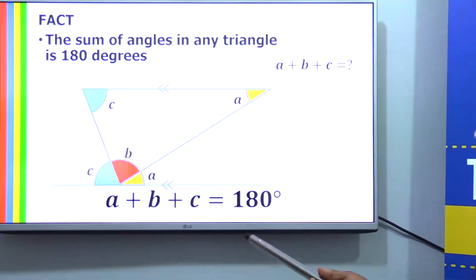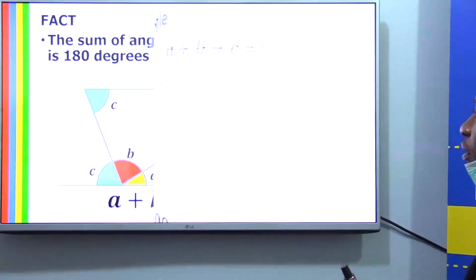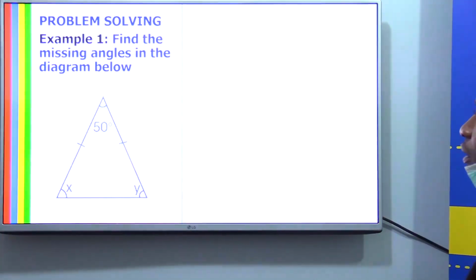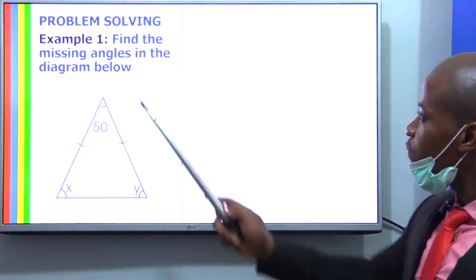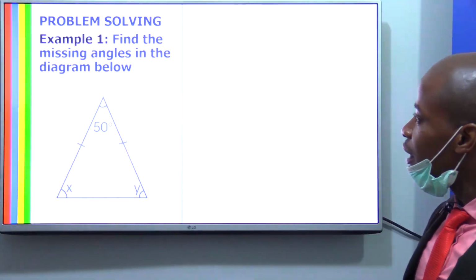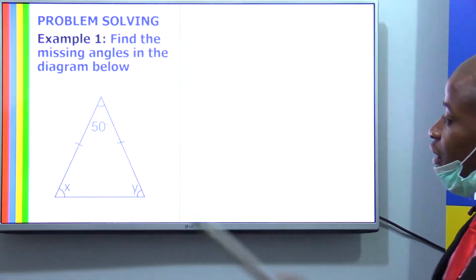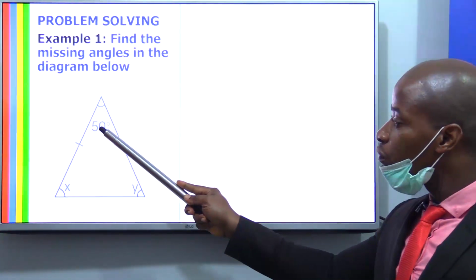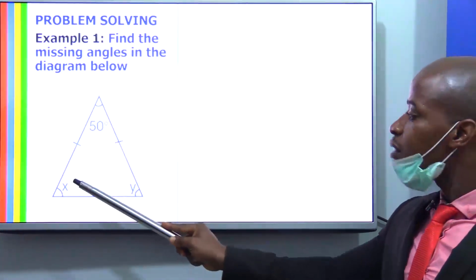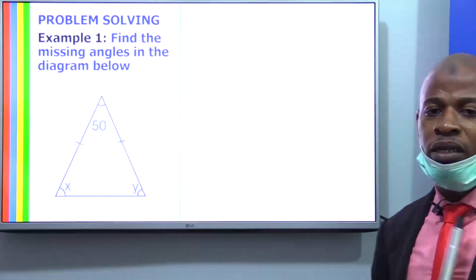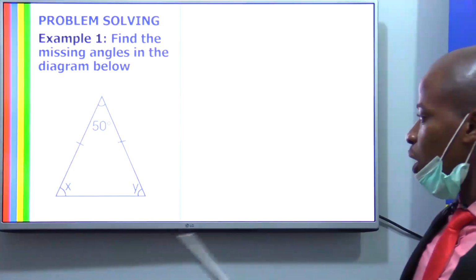Now we move on. Let's see how we can use this fact in a worked example. This question says, find the missing angles in the diagram below. Find the missing angles in the diagram. And it gives me 50 as one of the angles. Then it says this one is X, and this one is Y. What am I going to do? I mean, come on, I have 50.